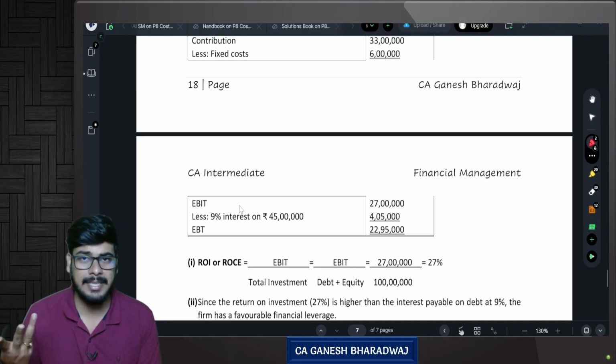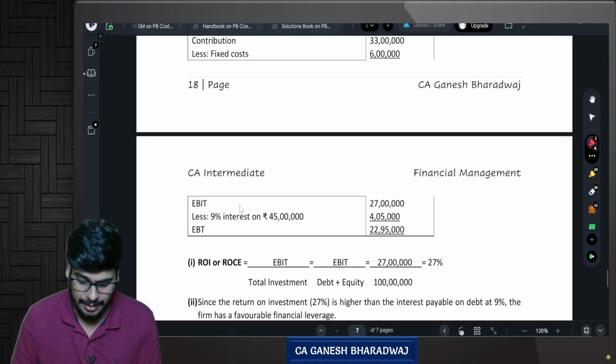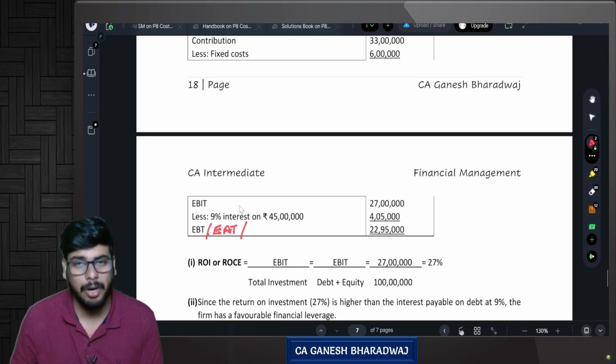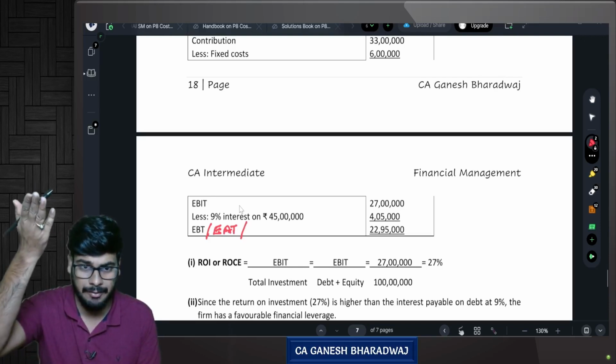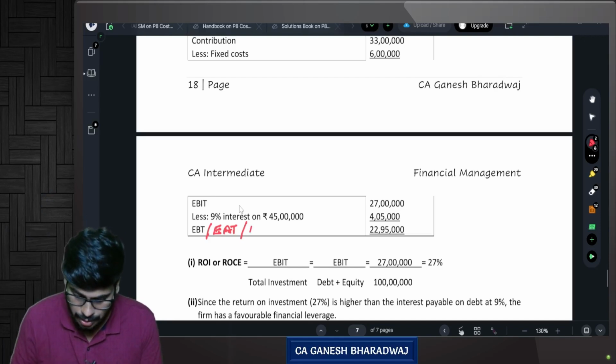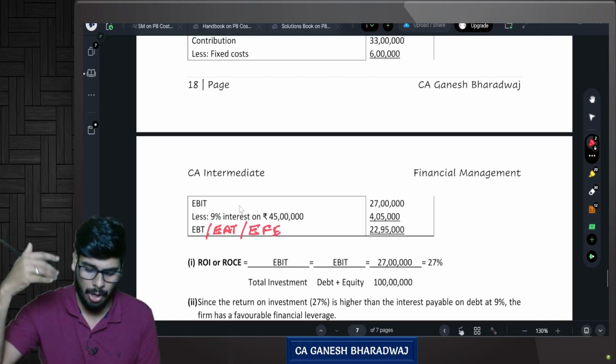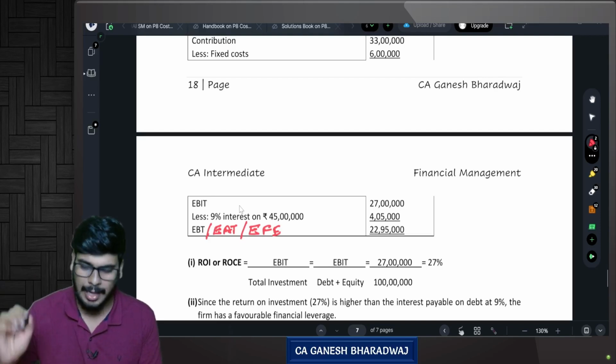Correct? In this question, they have not given any tax rate. So, EBT is also equal to EAT in this question. Correct? There is no preference dividend here. So how do you know there is no preference dividend? Because they have not raised any funds through preference shares. So this is also my EFP. Are you clear with this? All bypass. This is like a bus route. All bypass. They have bypassed everything. Are you clear with this?